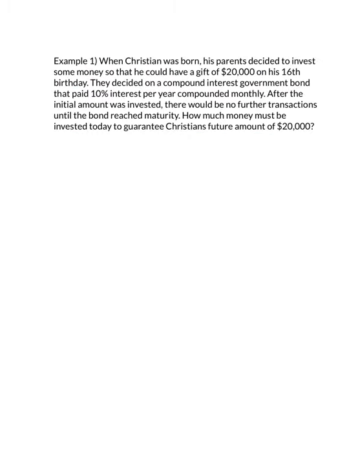Example 1 says, when Christian was born, his parents decided to invest some money so that he could have a gift of $20,000 on his 16th birthday. They decided on a compound interest government bond that paid 10% interest per year compounded monthly. After the initial amount was invested, there would be no further transactions until the bond reached maturity. How much money must be invested today to guarantee Christian's future amount of $20,000? So we're going to go ahead and talk about this solution.